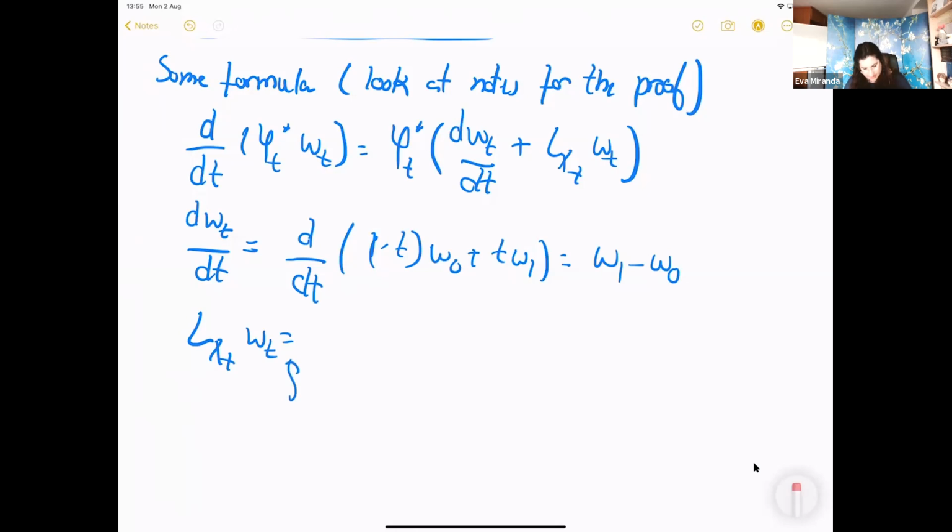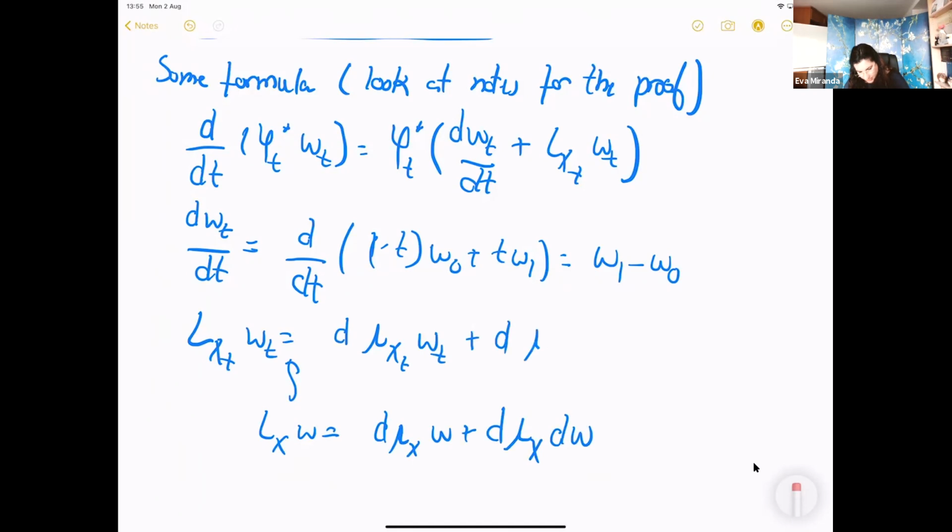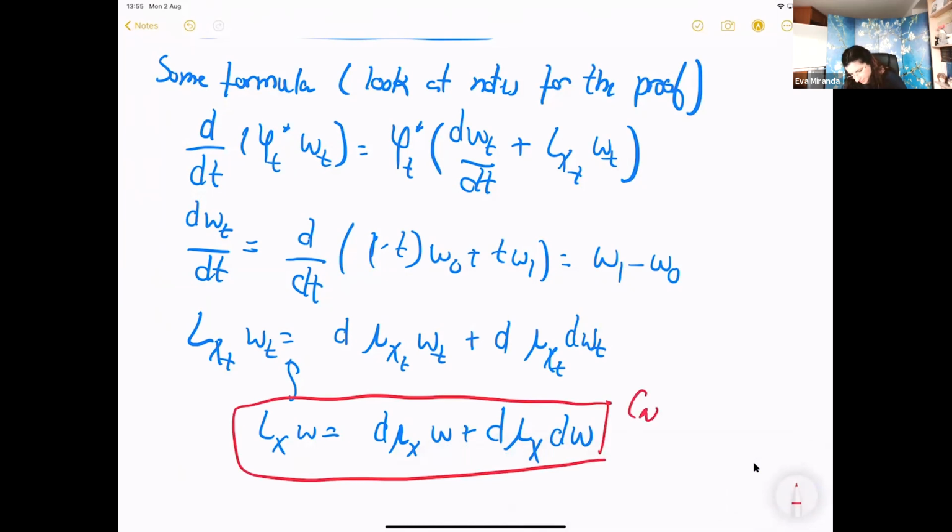Now I look at the Lie derivative of omega t, and I recall something fundamental that everybody should know by now, which is Cartan's magic formula. It gives the connection between the Lie derivative and the contraction. If I apply this formula to the Lie derivative, what I get is the differential of the contraction of x sub t into omega t, plus the contraction of x sub t into the differential of omega t. This is Cartan's magic formula.